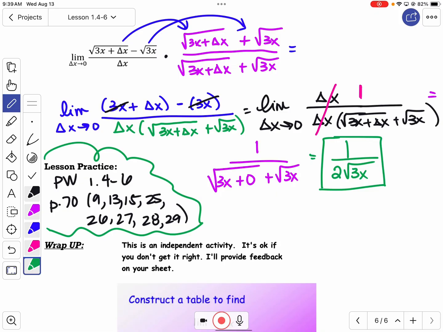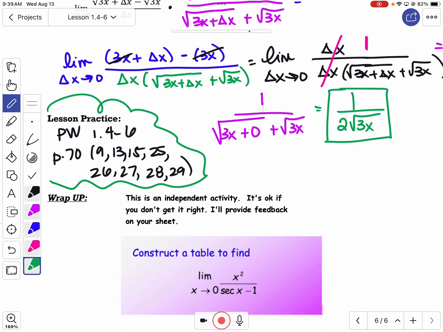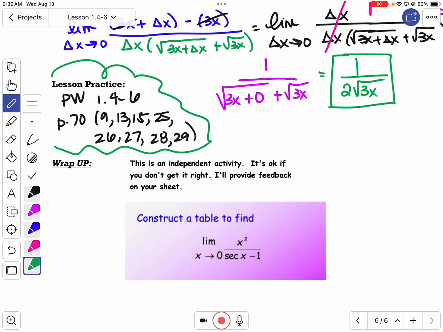And then your wrap up today, you can do that on a sticky note. I'd use a bigger one. It says to construct a table to find that limit. I want to see your table. So do it on a Post-it, turn it in, and be sure your name's on it. Although at this point I could probably recognize the handwriting, but let's not chance it. I think you could. Yeah. After a semester, I'm pretty good at that.